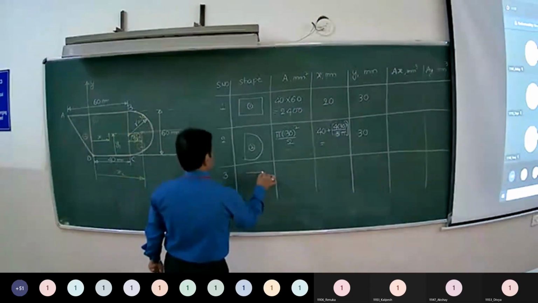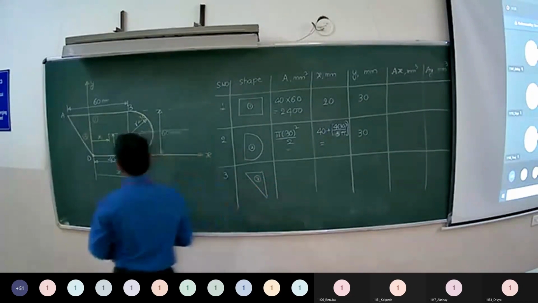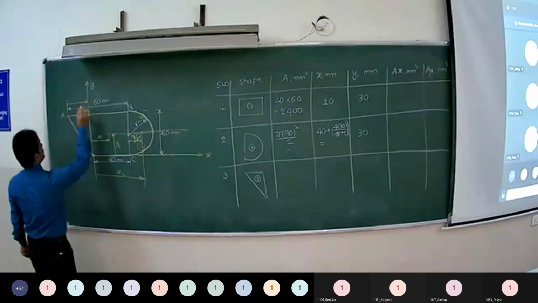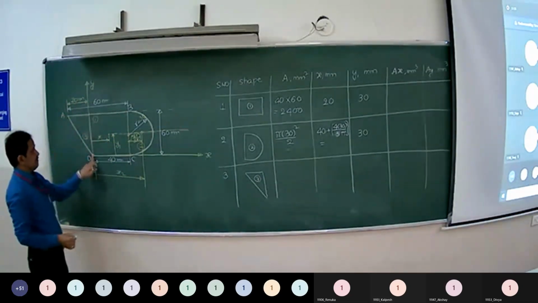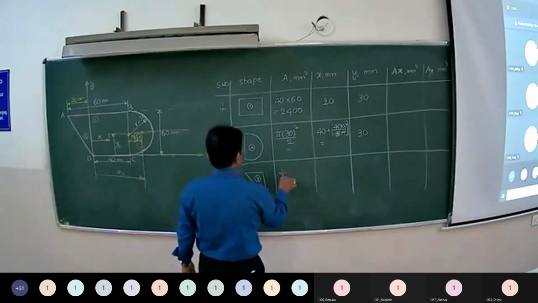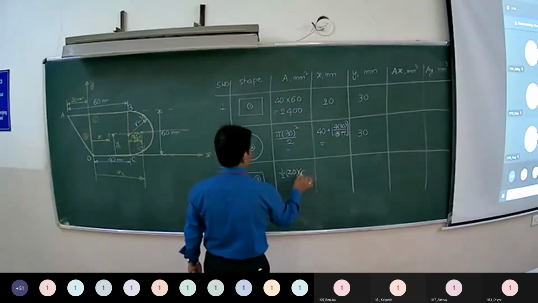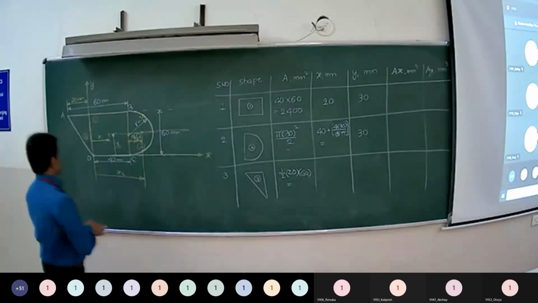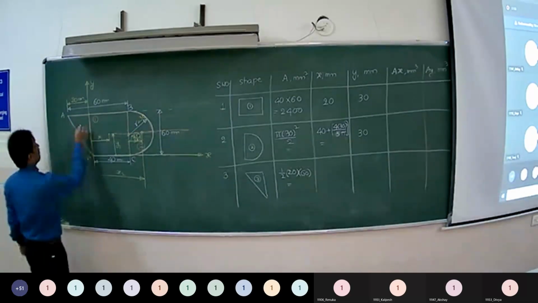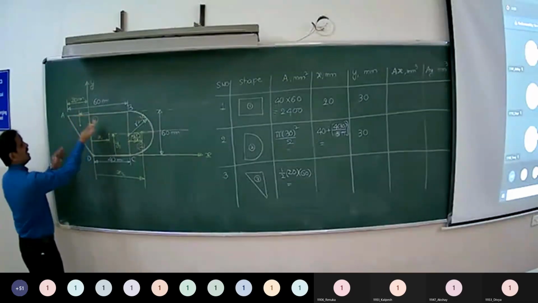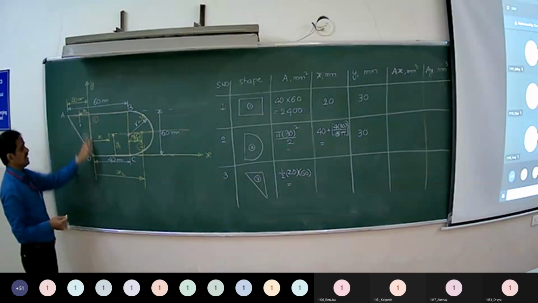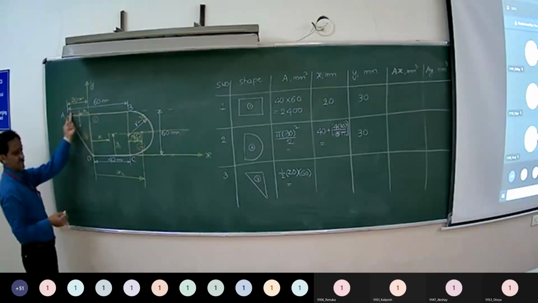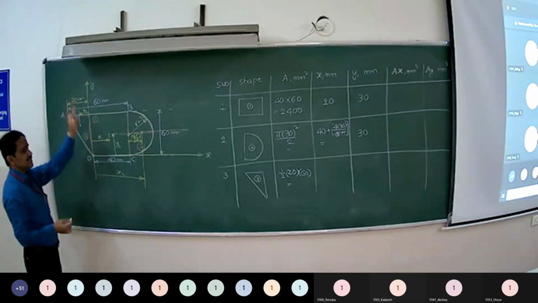Now, the right angle triangle. The width of this triangle is 60 minus 40, that is 20 millimeters. Height is 60. Area is half into base 20 into height 60. The distance of centroid from y-axis, say x3, is on the left hand side, therefore it is minus. We are measuring from the 60 millimeter side, and 20 millimeters will be the height. So it is one third of 20, but minus. Are you getting me? So it is minus one third of 20.